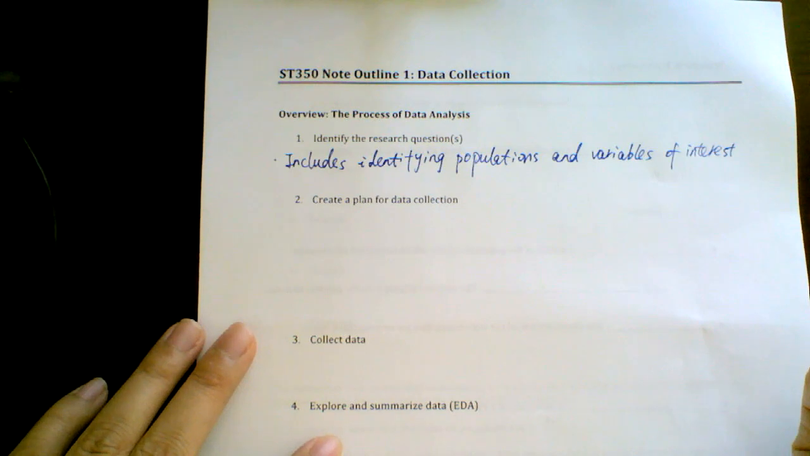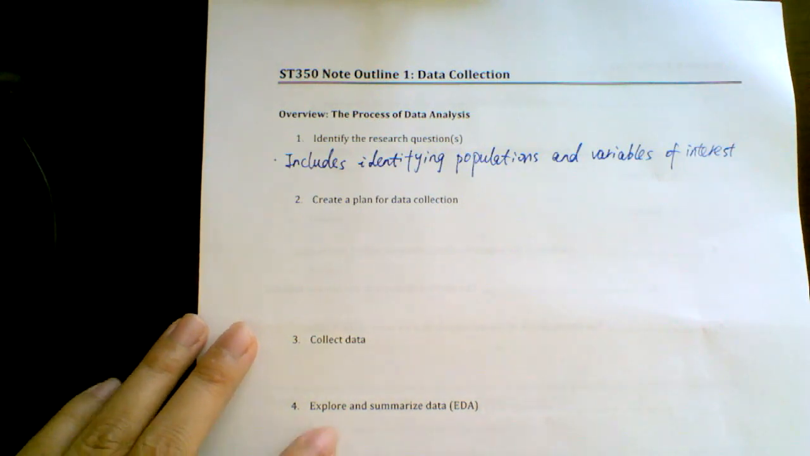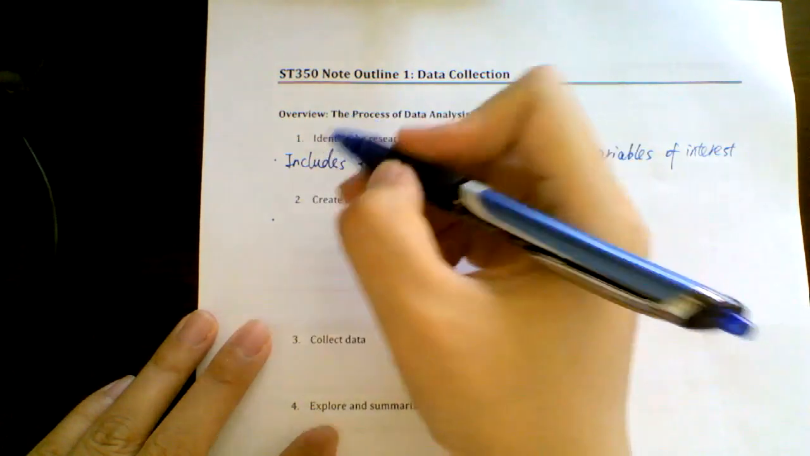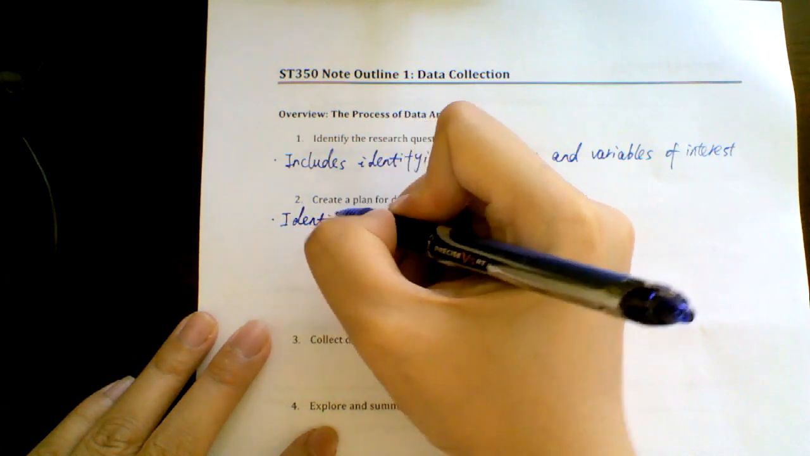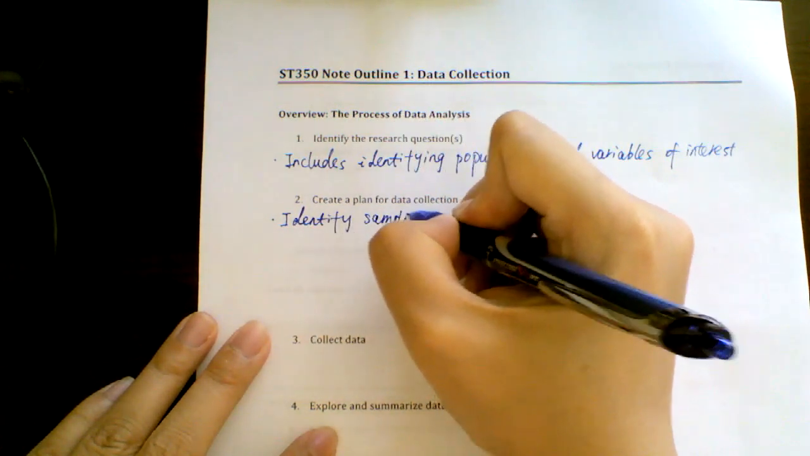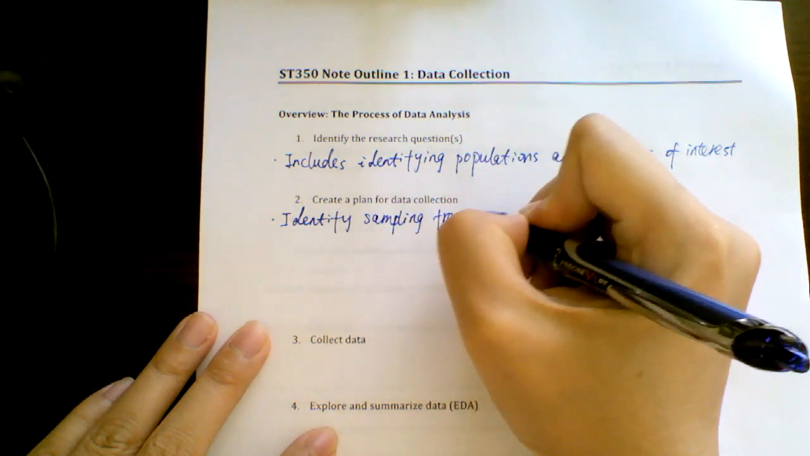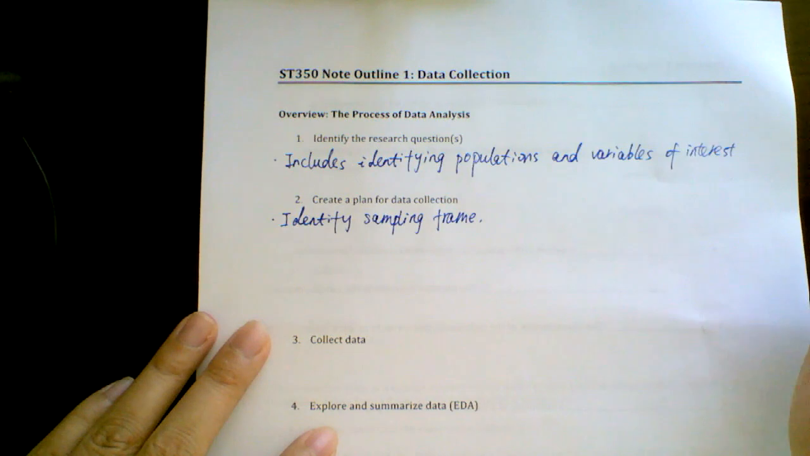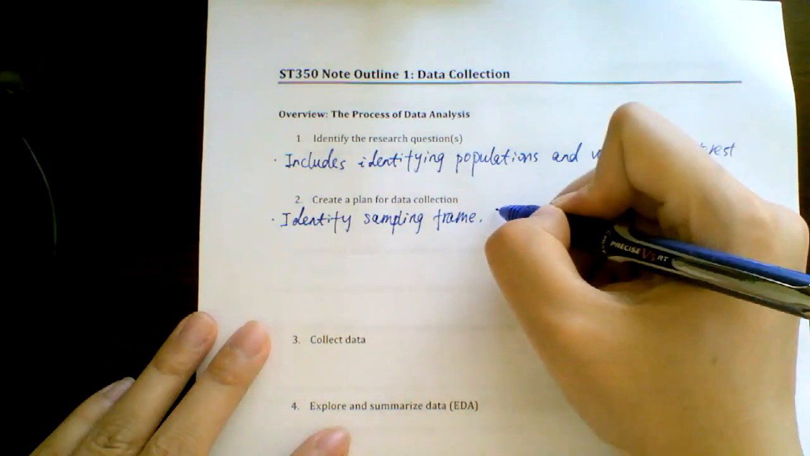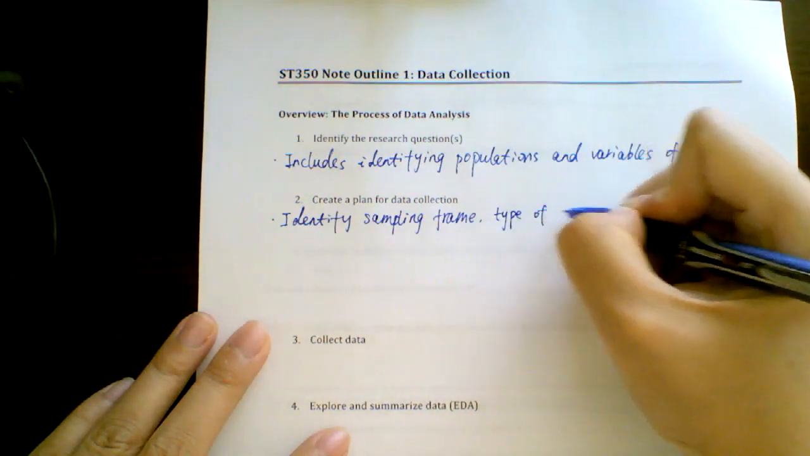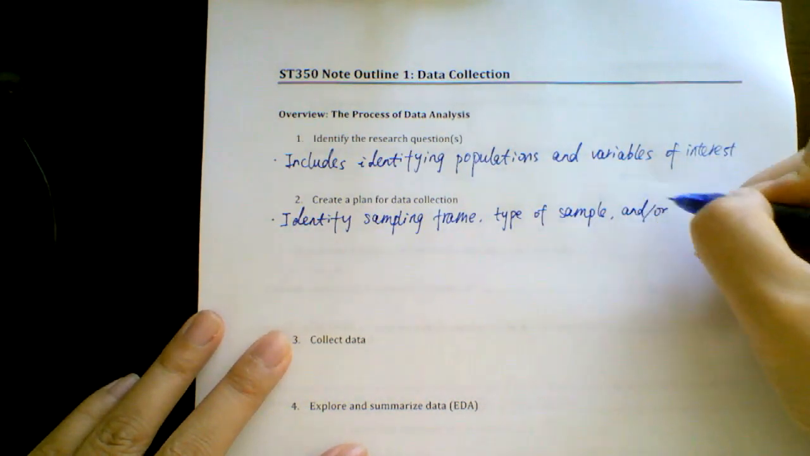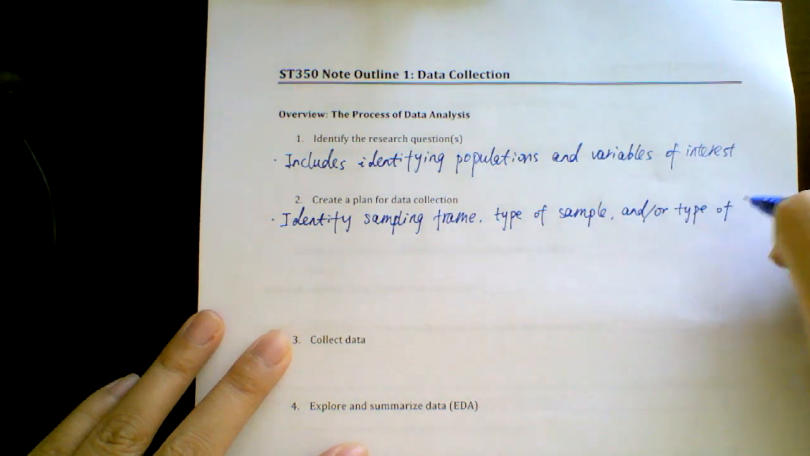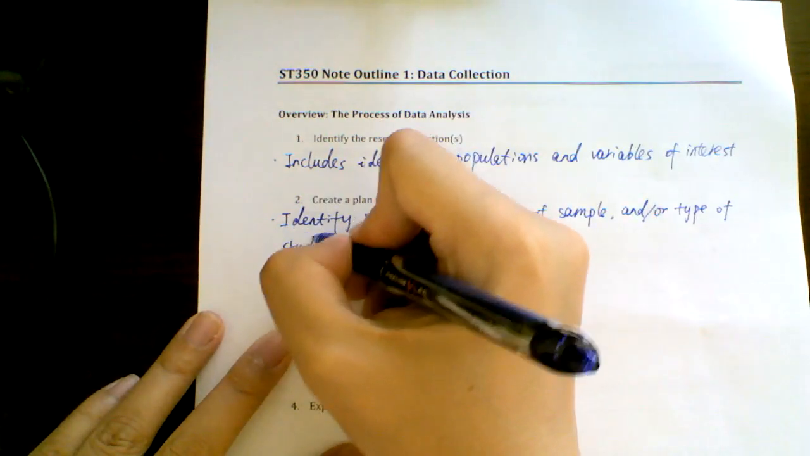So the second step is to create a plan for data collection. So that includes identify sampling frame. Again, for the terminology that you are not familiar with, don't worry about it. We will talk in more details about them later on. Type of sample and/or type of study design.